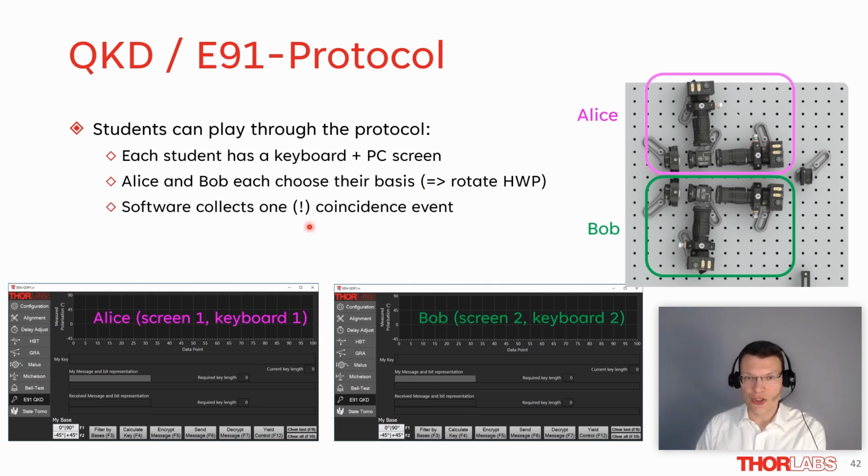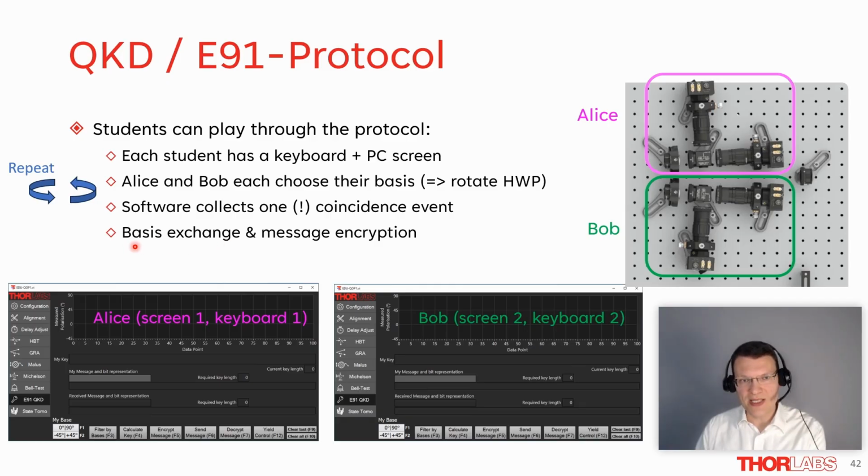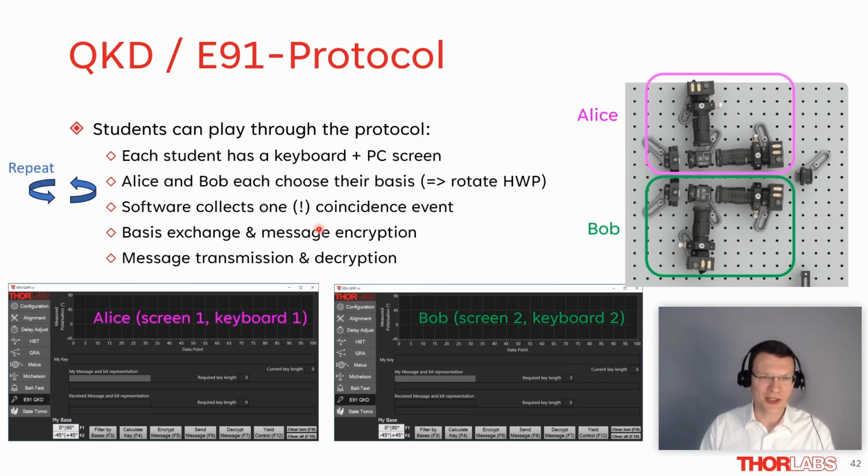The software just collects one coincidence event, so really just one pair. And then they do that over and over again until they have collected enough events. They do this basis exchange so they can throw out the ones where the bases didn't match to generate their key. Then they can encrypt their message, transmit their message, and decrypt it. So they can really play through the entire E91 protocol with entangled photons.